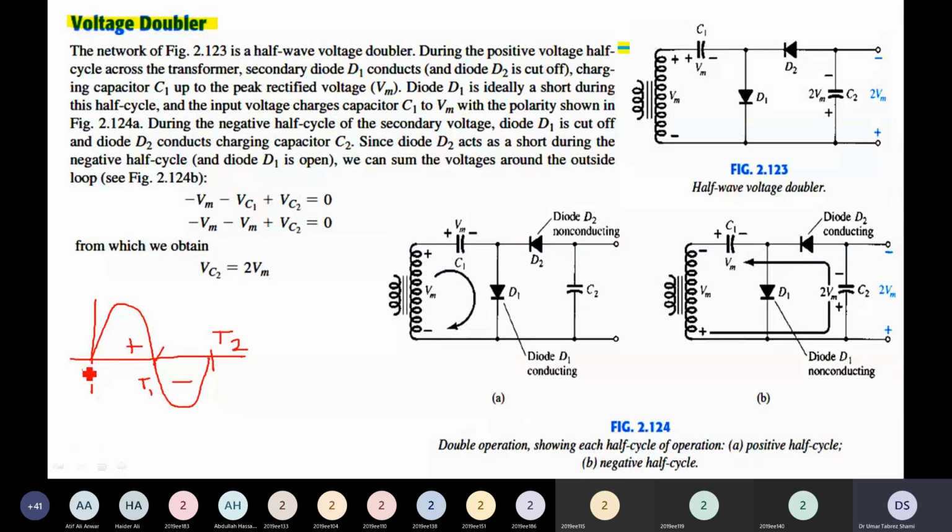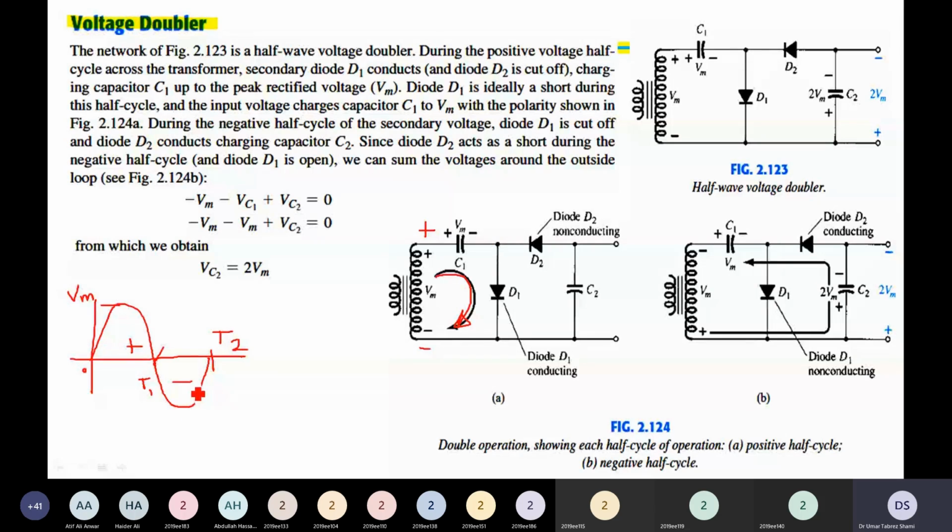What will happen from time 0 to T1? From time 0 to T1, the transformer will have one terminal positive as shown and the second terminal negative. This will cause the diode D1 to be forward biased, and a current passes through the diode D1, and this current charges capacitor C1 to the maximum voltage of the input signal. Let us take this equal to Vm.